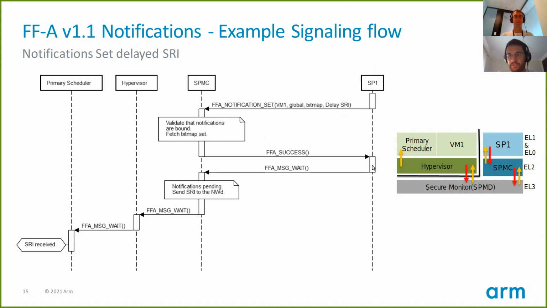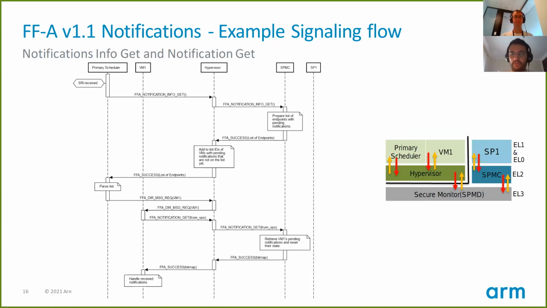SP1 would continue with its workload. Eventually, it would call FFA message wait when it has anything else to do. So the SPMC at this stage should give back execution to the normal world. It should, before that, check that notifications are pending and should mask the scheduled receiver interrupt. After, it should relay the FFA message call to the hypervisor, which would relay it to the primary scheduler, which would eventually be preempted by the scheduled receiver interrupt.